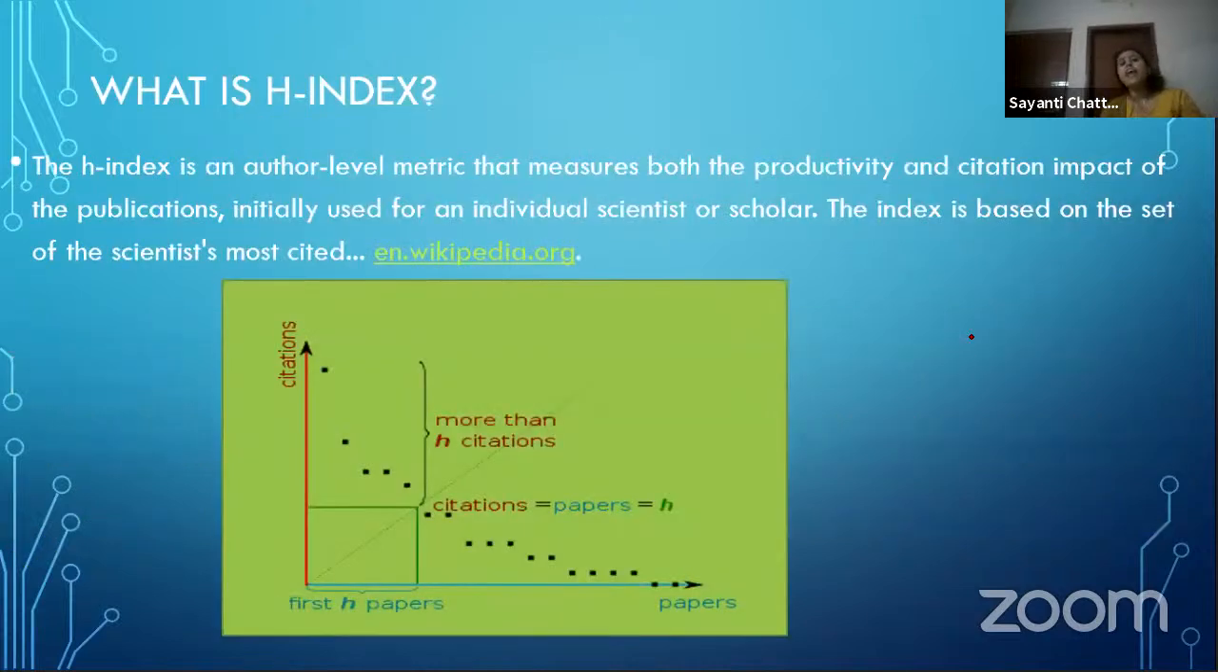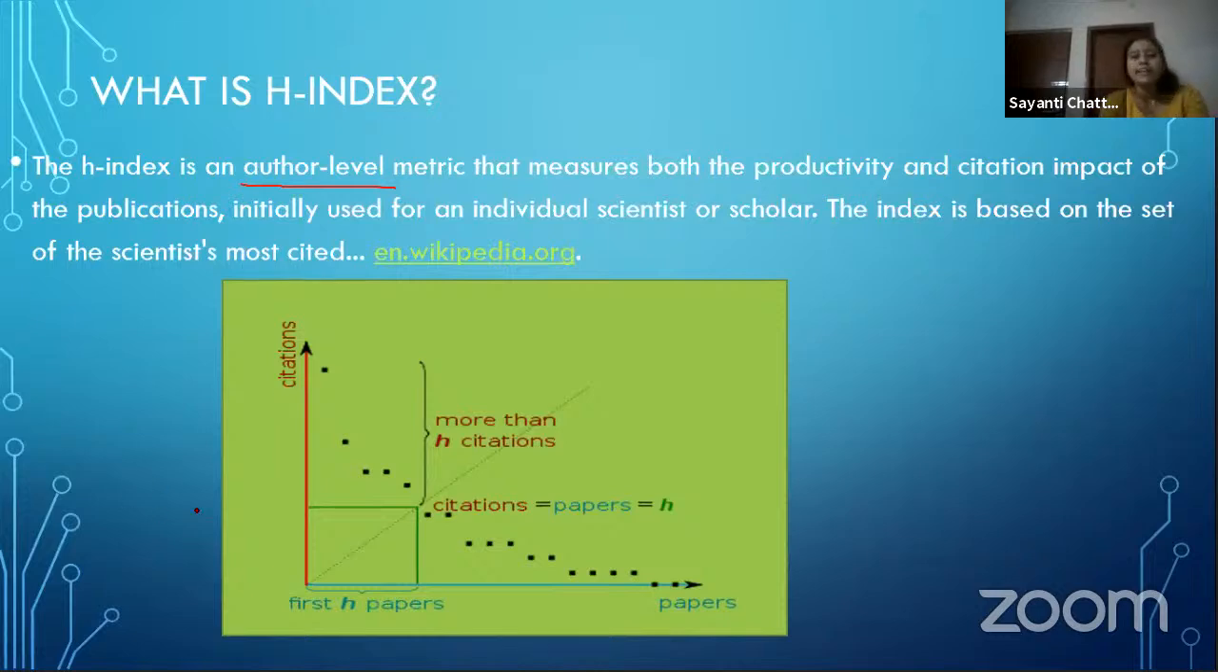Next is H index. H index is the indexing of the author level. What is this? It is the indexing of the author level. In the case of the author, we can check the H index only. What is the meaning of H index?